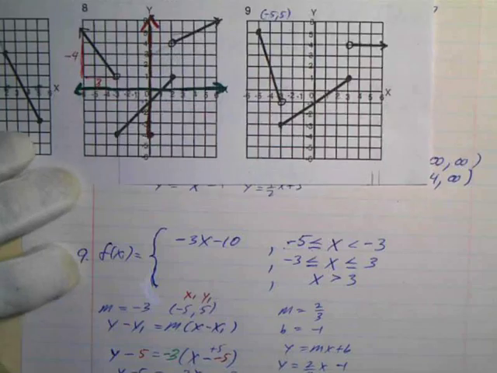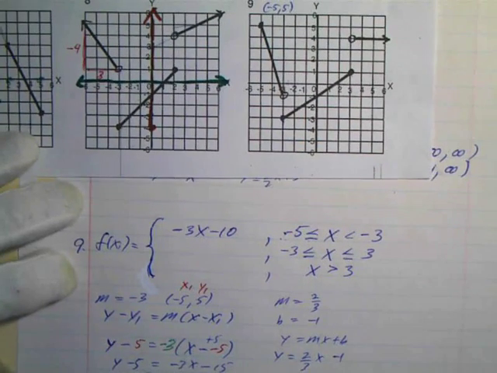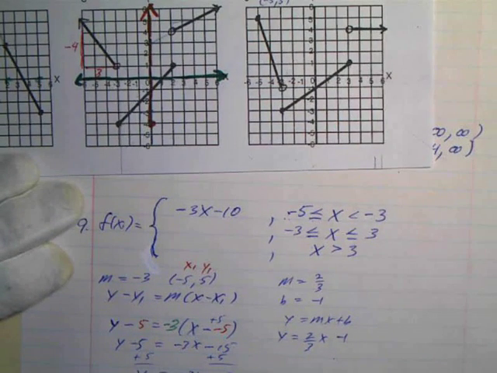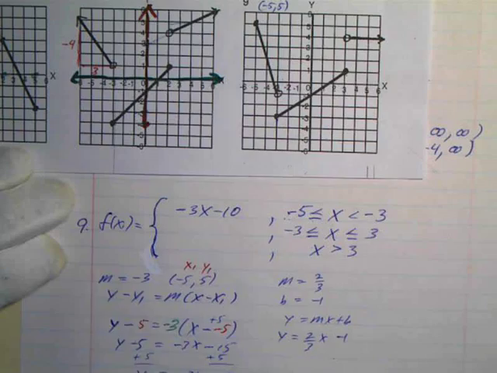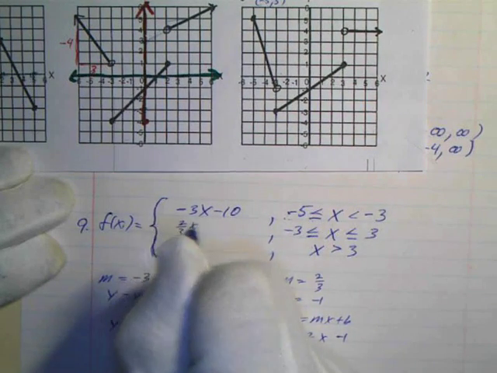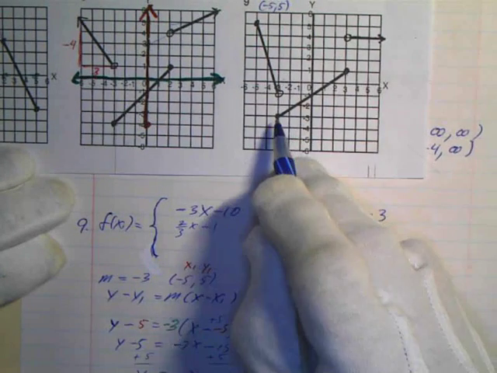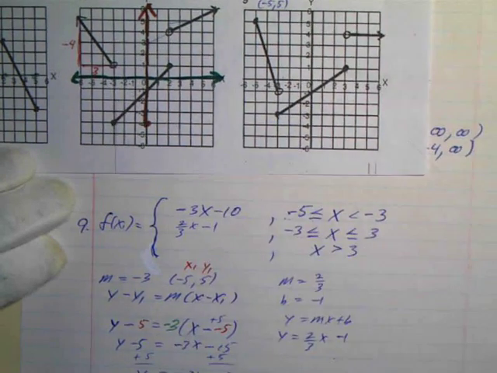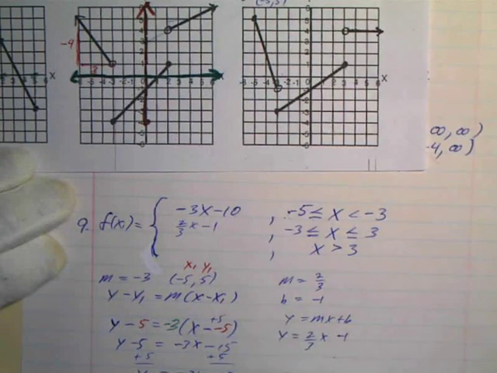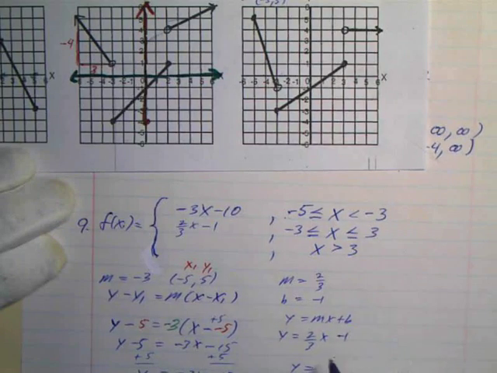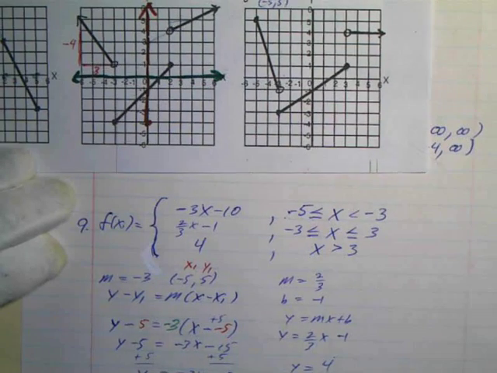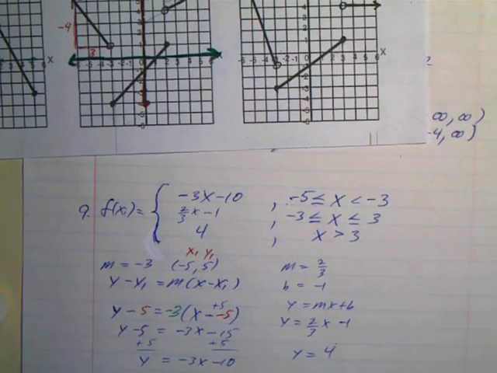So there's that equation there. Okay, there's your mx plus b. That's going to go over here. 2/3 x minus 1. And that's between -3 and +3. And then over here, the last one, that's just real easy. That's just going to be y equals, it's a horizontal line, y equals 4. That's going to go over here. So there you go. So there's your piecewise function definition.